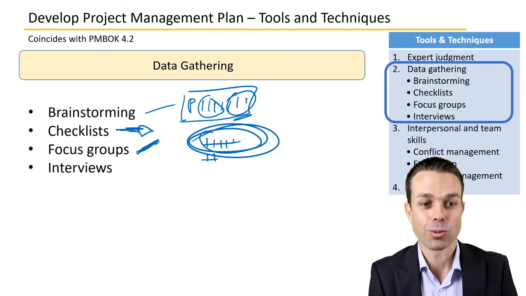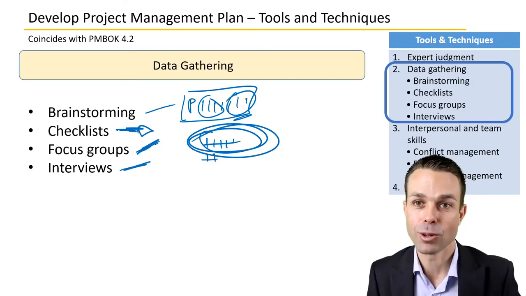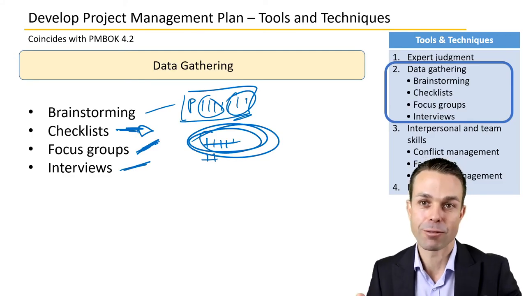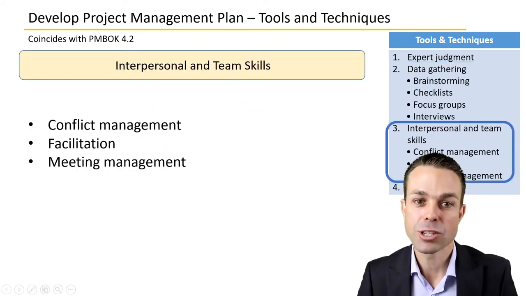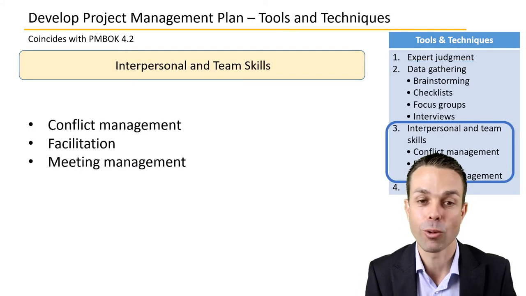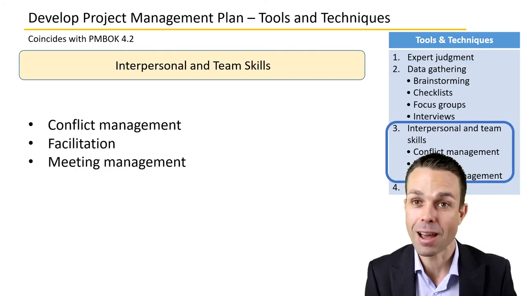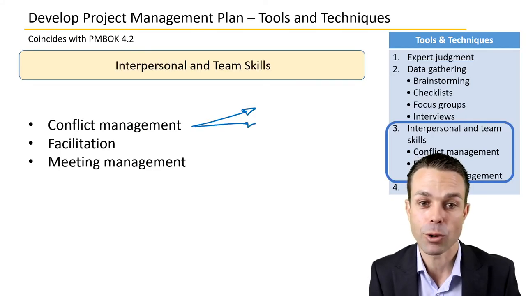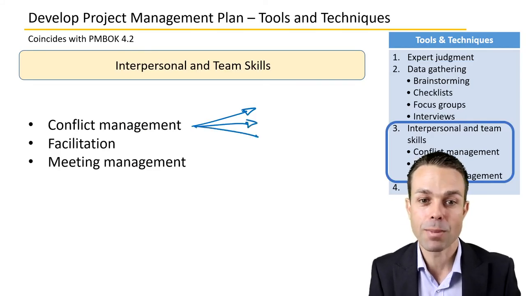And interviews as well. One-on-one usually is an interview, and just gathering that information that way. Interpersonal team skills will be used for this process as well. We might have conflict management. Maybe someone does not agree. Maybe there's a competing project in the organization. How do we manage that conflict?